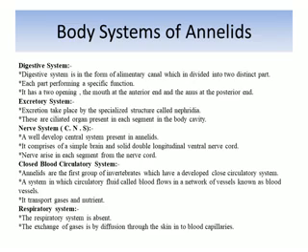Closed blood circulatory system. Annelids are the first group of invertebrates which have a developed closed circulatory system, a system in which the circulatory fluid called blood flows in a network of vessels known as blood vessels, and it transports gases and nutrients. It has hemoglobin, therefore the blood of annelids is red in color.